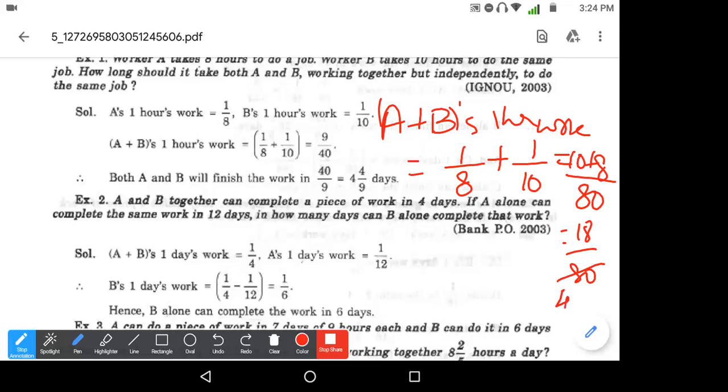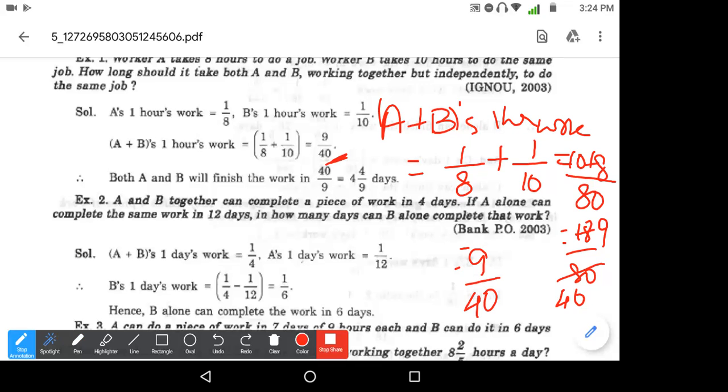2 4s are 8, 2 9s are 18. Okay. So 9 by 40. So that will be A and B together. If they work together but independently, that will be the job of A plus B. Fine. So let me revise it once again.